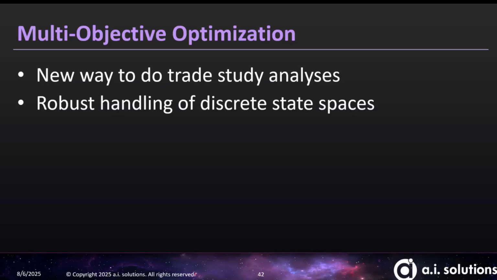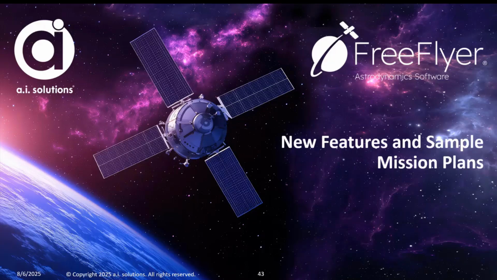Additionally, it adds a new way for handling discrete state spaces. In other words, problems where you have discrete choices like this asteroid tour problem. Choosing asteroid 1 versus asteroid 2, there's no in between, right? There's no asteroid 1.5. So that represents a discrete choice. The way that the multi-objective optimizer works, it offers you a great way for handling those types of discrete problems. So that's all for multi-objective optimization in FreeFlyer 7.10. And we can't wait to see how you use those features.